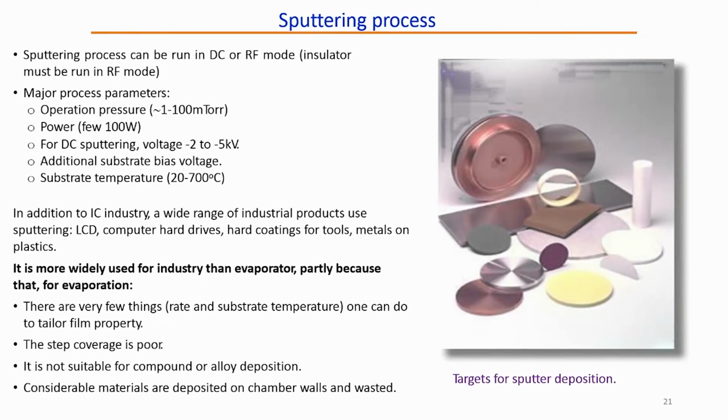Now, what are the sources for sputtering? The sputtering process can be done in two modes. One is called DC sputtering, another one is called RF sputtering. Sputtering can also be magnetron. So if it is magnetron sputtering, then you can say DC magnetron sputtering and RF magnetron sputtering. Major process parameters are given over here, right.